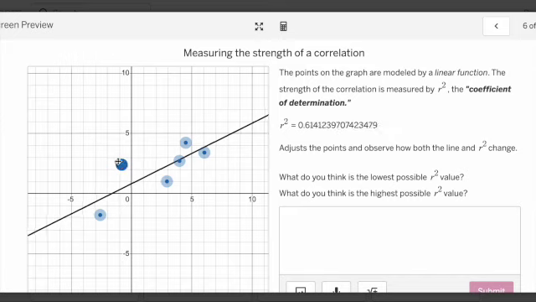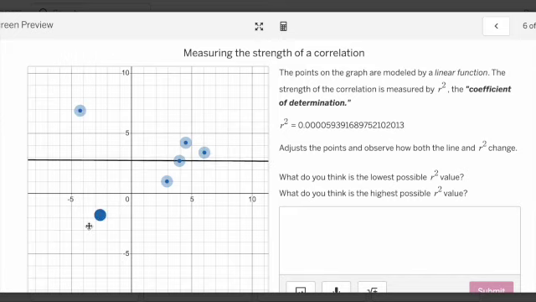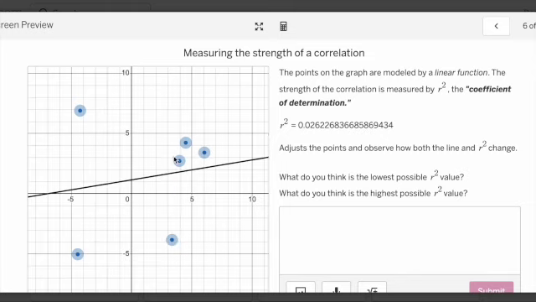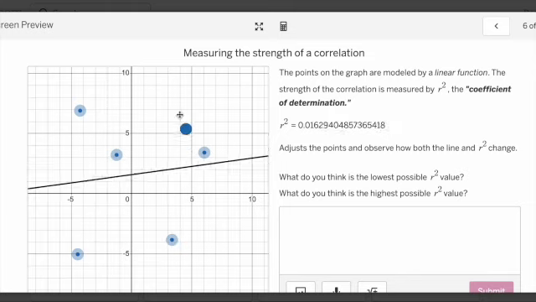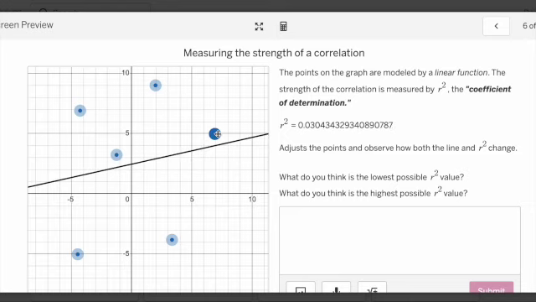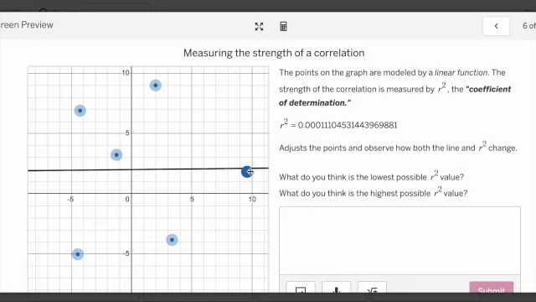So notice, if I make these points super spread out, like they're not following any kind of pattern, there's no correlation. I'm going to make them as scattered as possible. You can see what's happening is the r squared value is getting very, very close to 0. Because what that's saying is that the line does not model the points well at all. There's basically no correlation between them, right?